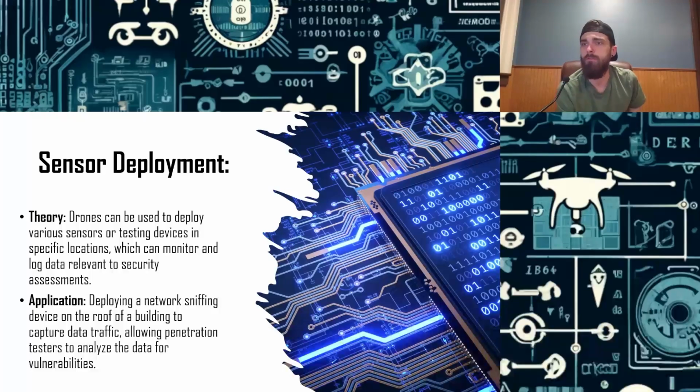Application: deploying a network sniffing device on the roof of a building to capture data traffic, allowing penetration testers to analyze the data for vulnerabilities. Basically what I was just talking about before on the previous slide. Taking some sort of a tool or an implement, delivering that somewhere on your facility or in your campus that you maybe traditionally couldn't reach, or you certainly couldn't do so covertly, and then allowing that to be left, do what it needs to do, and then be retrieved later.